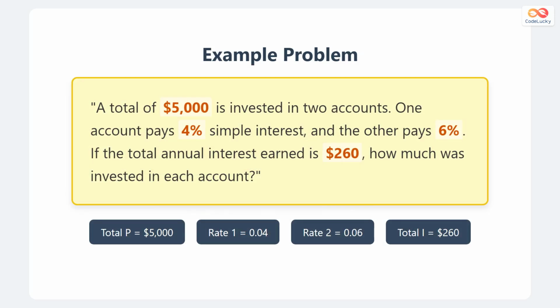Let's try a real example. Suppose a total of $5,000 is invested in two accounts. One pays 4% interest and the other pays 6%. The total interest earned in 1 year is $260. We need to find the amount in each account.